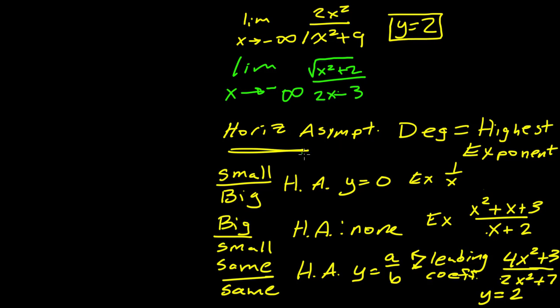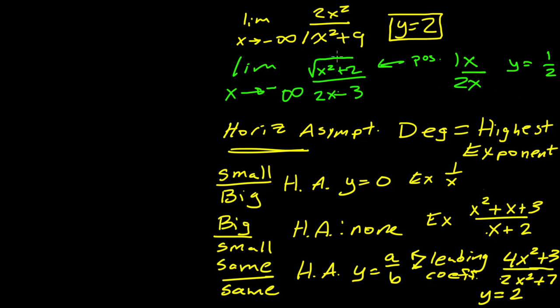Now these rules don't quite apply here because it's not a polynomial over polynomial, but the square root of x squared is kind of the same as x, although it's always going to be positive. So keep in mind that the top is always positive, and it acts like x, or at least the absolute value of x. On the bottom, the leading term is 2x. So it appears that I would have a horizontal asymptote at y equals 1/2. But we have to be careful. We have to check the sign.